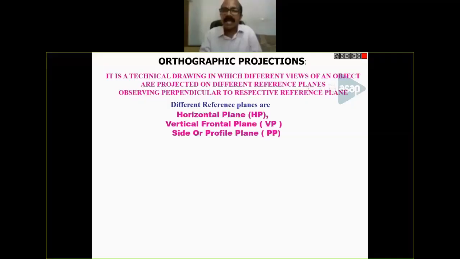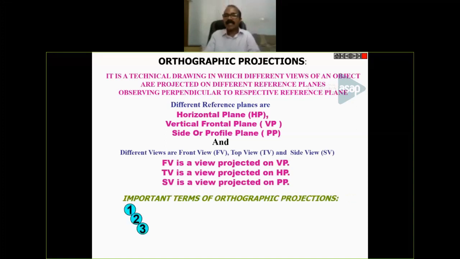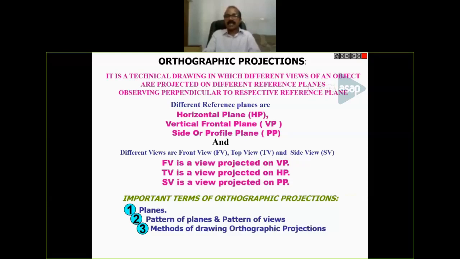And different views we can classify, say front view, top view, side view. Front view is a view projected on the vertical plane, and top view is a view projected on the horizontal plane, and side view is a view projected on the profile plane. Important terms of orthographic projections are different planes, then pattern of planes and pattern of views, then methods of drawing orthographic projections. So first we have to study different planes.